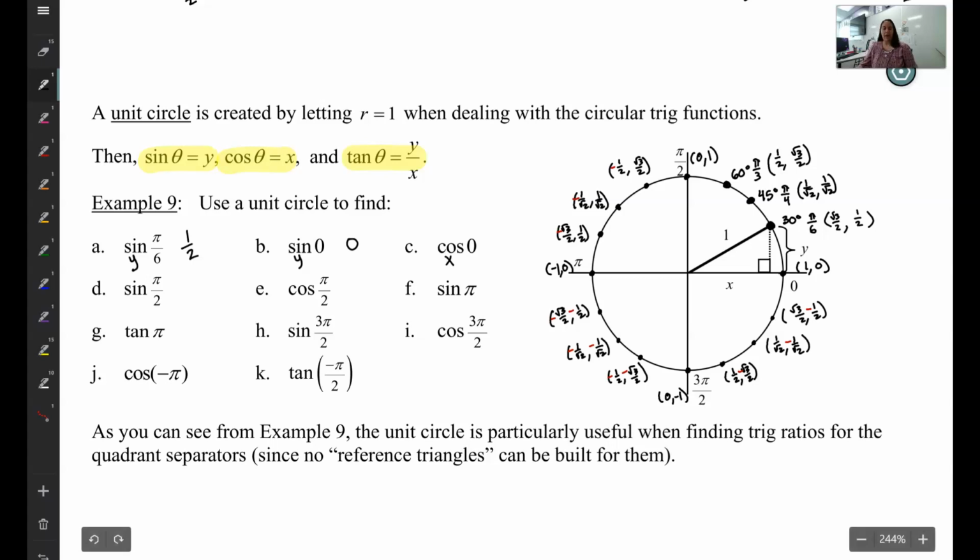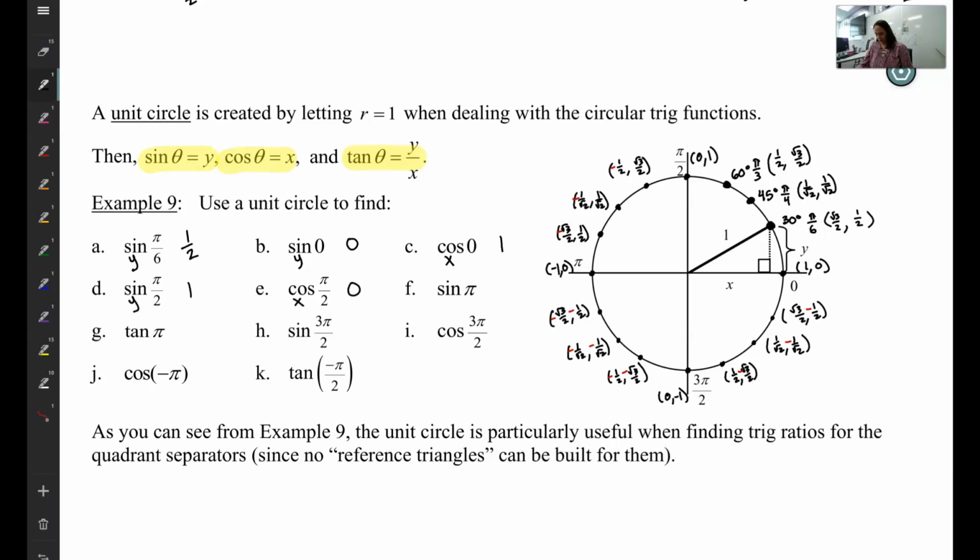Now I want cosine. Cosine is my x value at 0. So I go over here to my 0, pull out my x value, is 1. Sine of pi over 2. So I'm going to go to my pi over 2. Sine is my y value. So my y value there is 1. Cosine of pi over 2, cosine is my x value. So at pi over 2, grab my x value at 0.